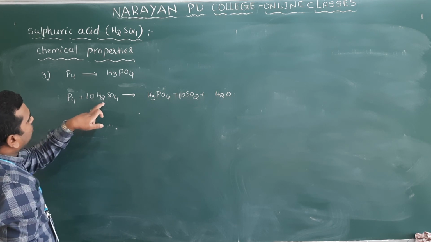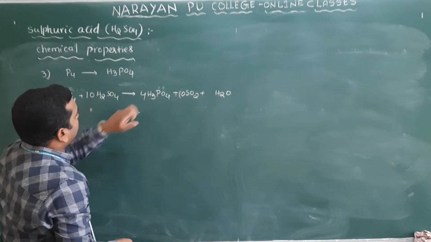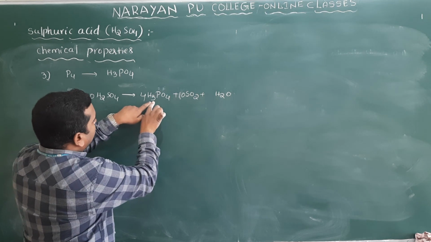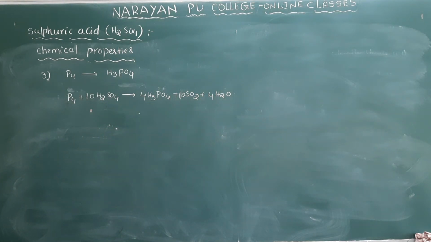And how many hydrogens are there here? 10 into 2, 20, and here there will be a 4 because phosphorus 4, and here there will be a 4. 20 hydrogens are there, here 12 hydrogens are there. How many left here? 8. Means I have to multiply this one with the 4. This is the balancing equation. Clear?